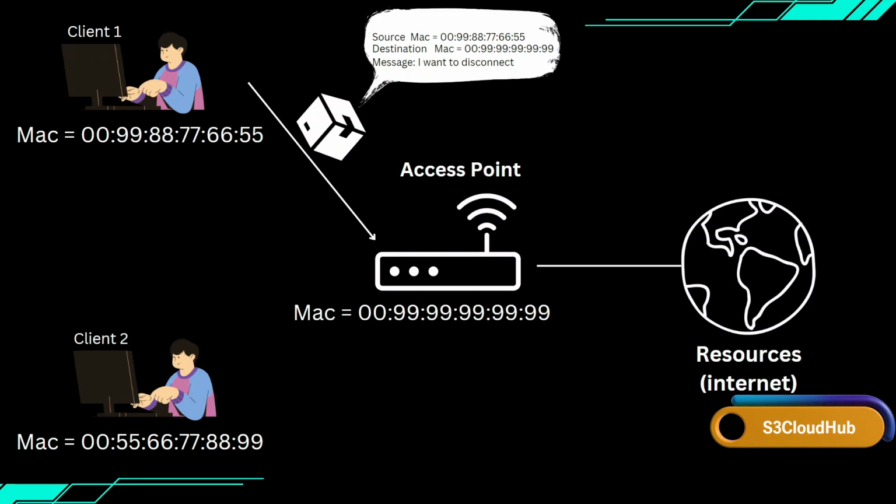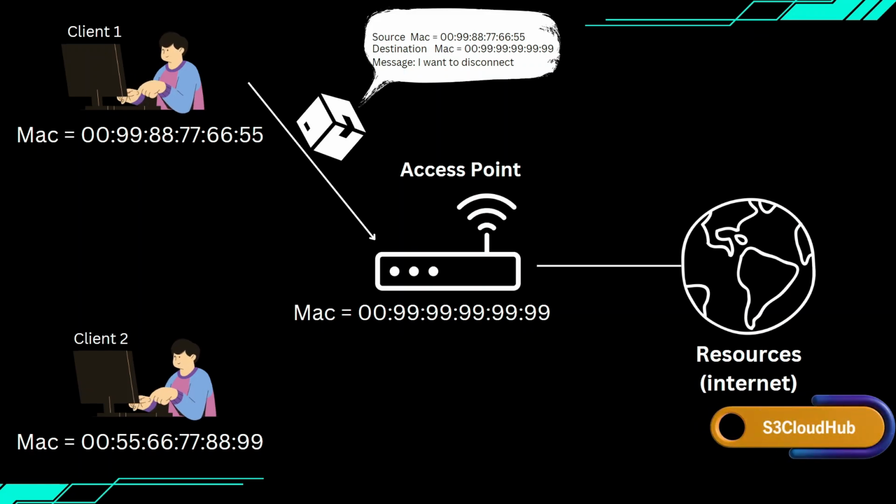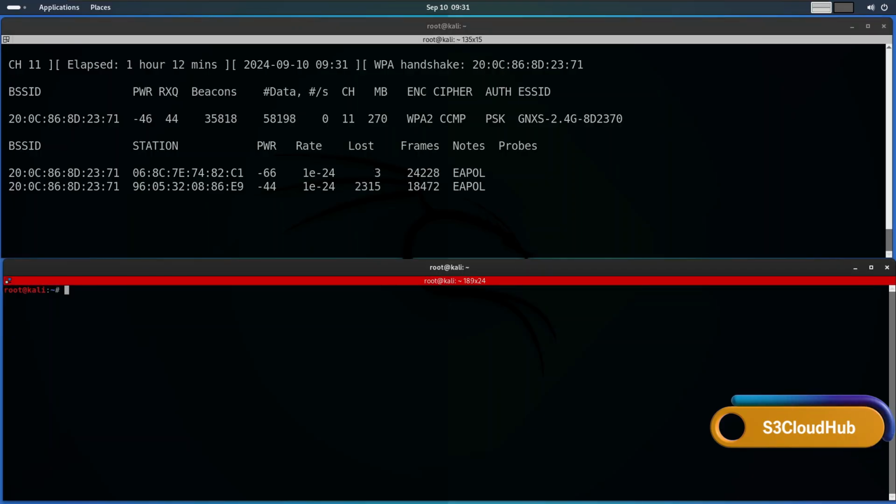How does it work? We will target both the device and the router. First, we will change our computer's MAC address to the target's MAC address and tell the router, hey, I want to disconnect. Then we will change our MAC address again to pretend we are the router and tell the target device you have been disconnected. Simple, right? But don't worry, we won't do this manually. We will use a tool called Aireplay-ng. In the previous section, you targeted one network, and here is the interface and the two devices connected to the network. Let's get started with this demo.